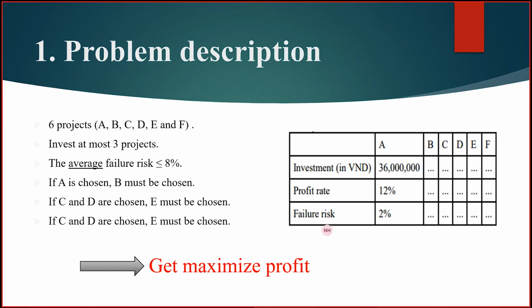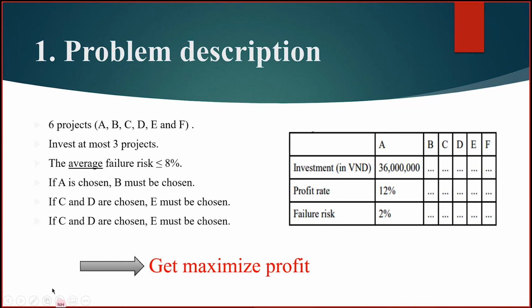However, they also need to carefully consider some conditions. The first is that project B will be chosen along with project A, if project B is chosen by the company. The second is that project B must be chosen if projects C and D are chosen to be invested in. Now we come to the second part.